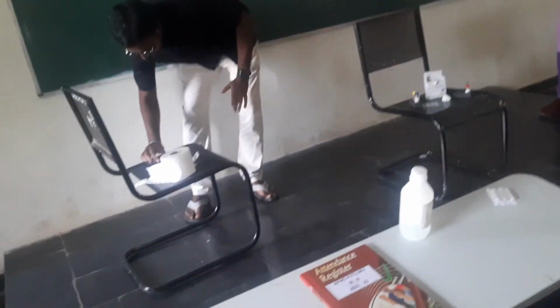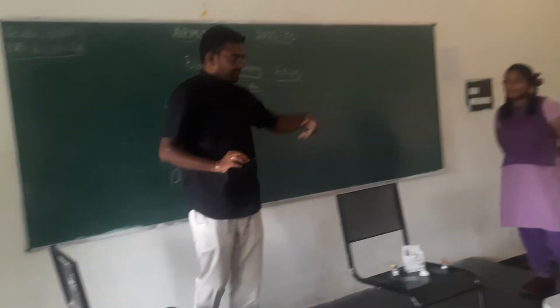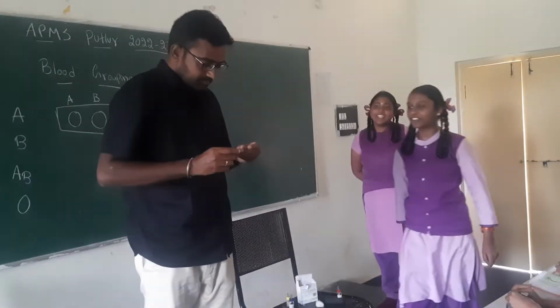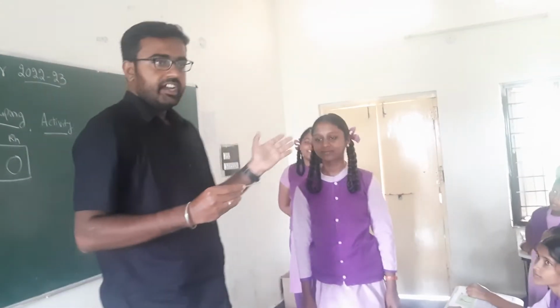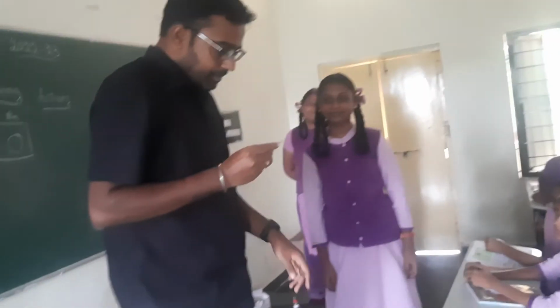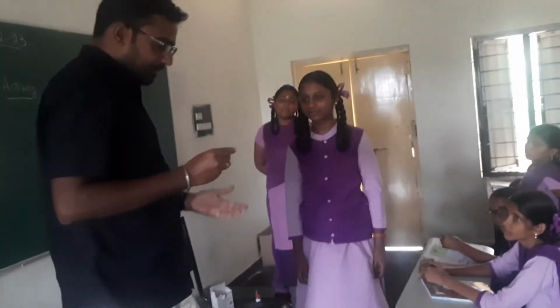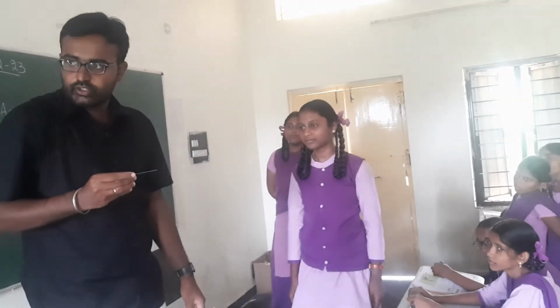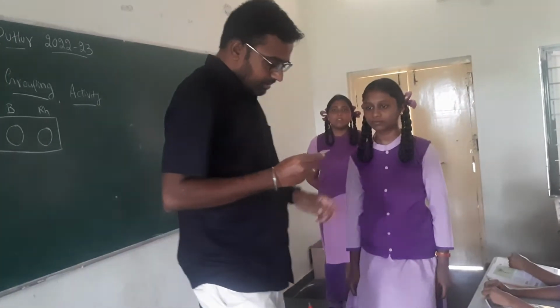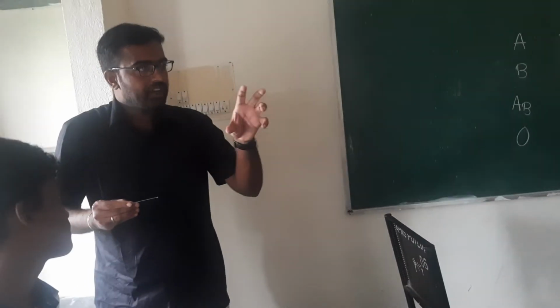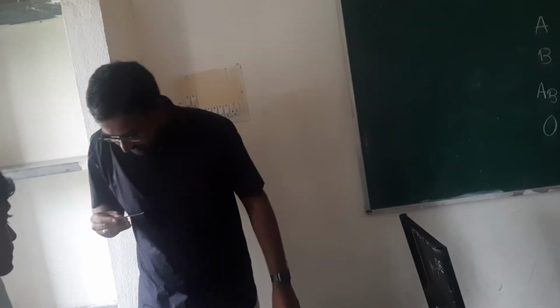Now here we have taken, come here, what is your name? Navakirtana. We have taken Navakirtana's blood sample and we have done the blood grouping procedure. Now let us find out which type of blood group this is. I'm looking for the clots.